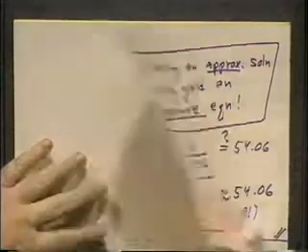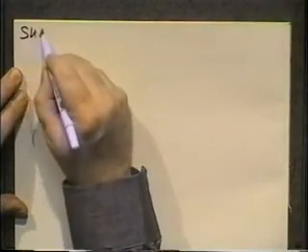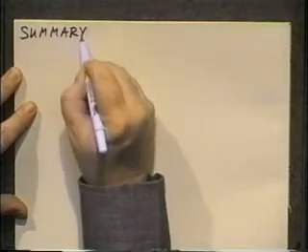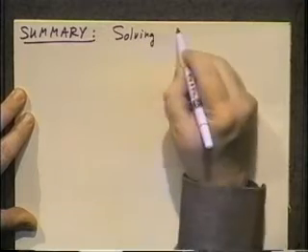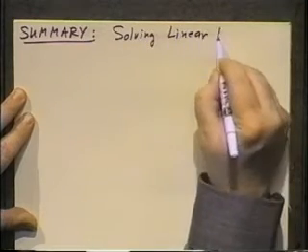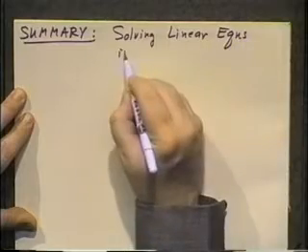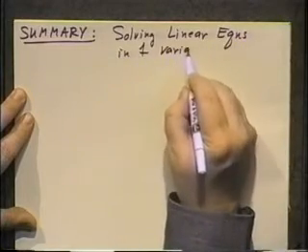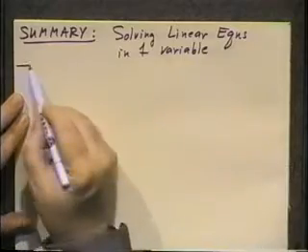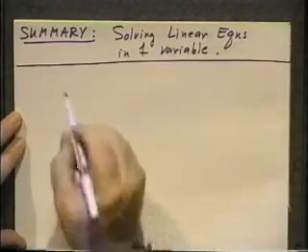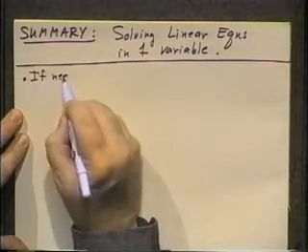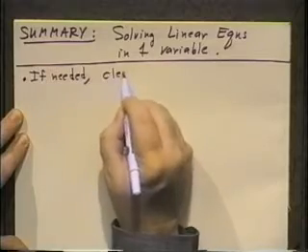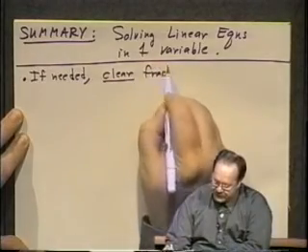So, with these examples behind us, let me write up a summary for you, and then you'll have a chance to try some problems on your own. Here's a summary of some of the aspects to solving linear equations in one variable. And the variable, of course, we're using here is x, but it can be any letter. So, first thing. If needed, clear fractions. That happens often enough, so it's worthwhile putting down.